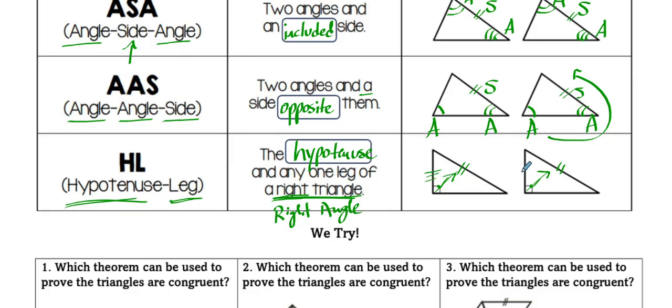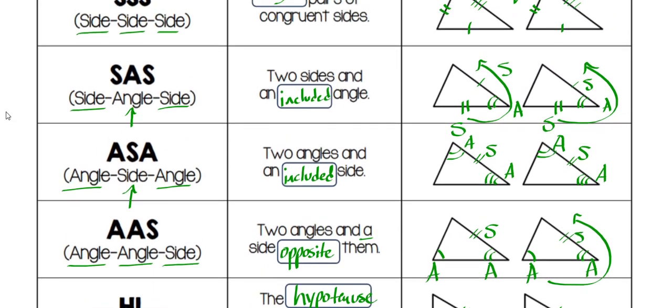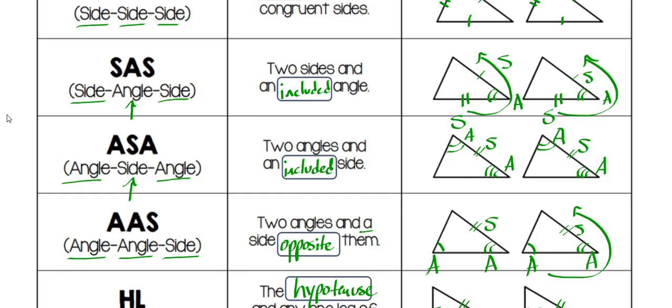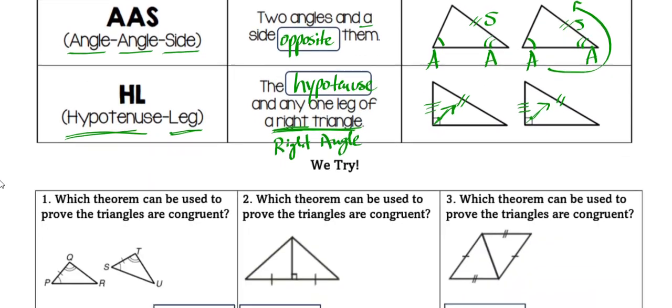I'm going to pick this one. But those three pieces, the right angle, the hypotenuse, and one of the legs, that's also enough to prove that we have congruent triangles. All right, so we are looking for any of these criteria to decide if we have congruent triangles.